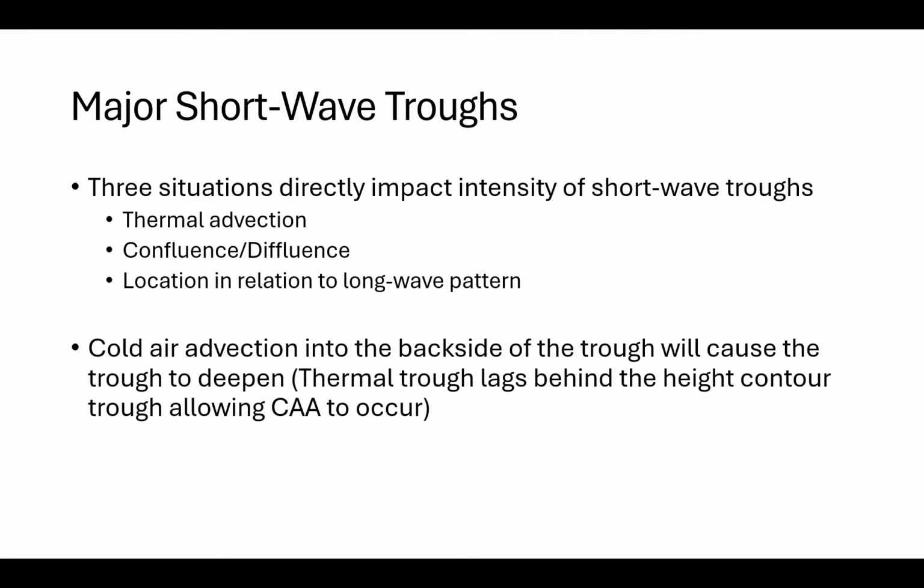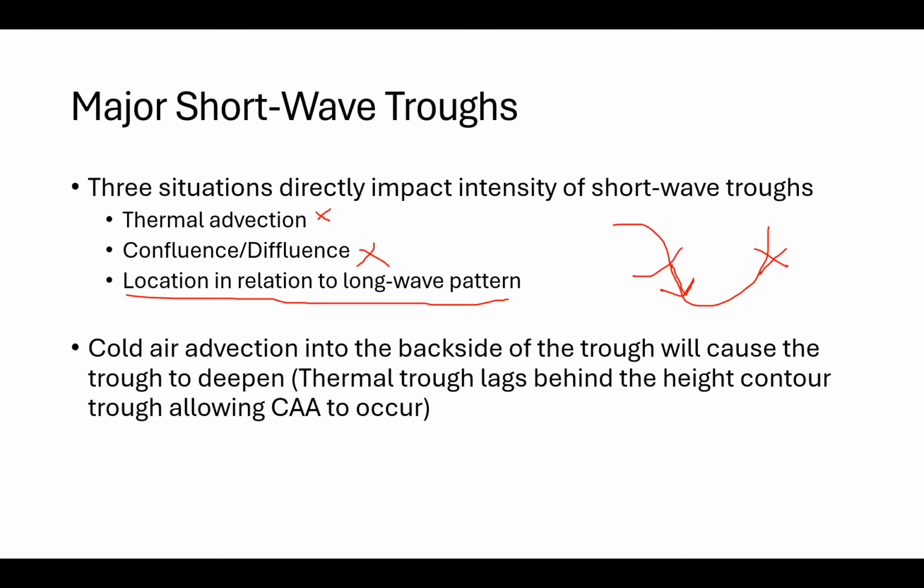With major shortwave troughs, there are 3 situations that directly impact their intensity. You can get thermal advection, okay? You get confluence and difluence, or upper level convergence and upper level divergence. And then you have to look at the shortwave trough's location in relation to the long wave pattern. Is that shortwave trough moving into the base of a long wave trough? It's going to deepen the long wave trough. This is going to amplify the overall long wave trough and result in an intensifying storm system at the surface. Or is it over here instead?